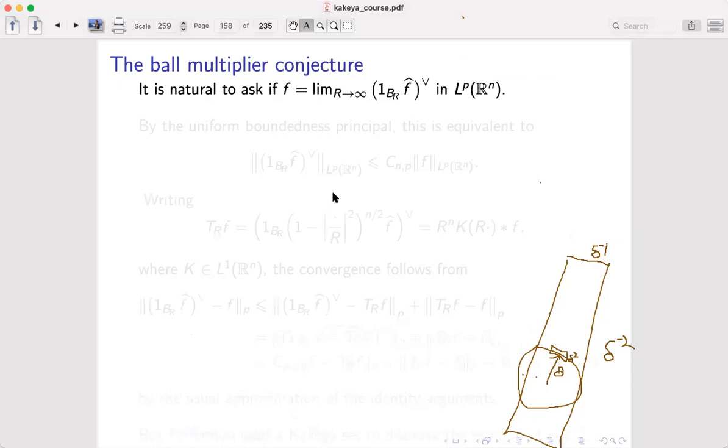So the Fourier series question is this. This was called the disk multiplier conjecture back in the day, but I'm going to call it the ball multiplier, because it's the same in other dimensions. Basically, if this is not integrable, it's not so easy. You can't just apply the inverse, because the inverse involves an integral, right? So you can cut it off, and then you can take limits and ask whether this converges to this. This is a fundamental question in harmonic analysis.